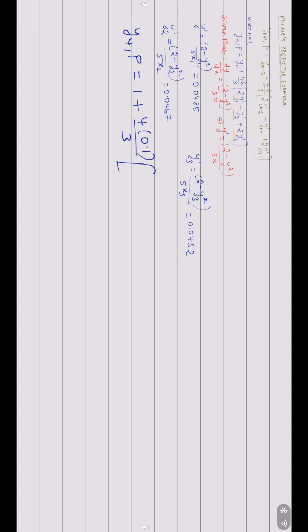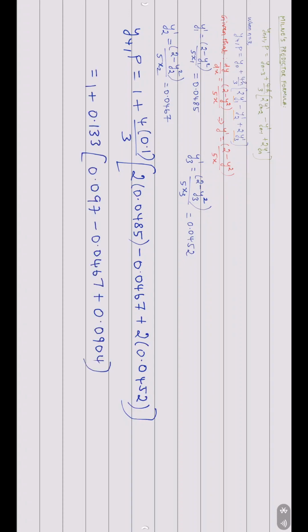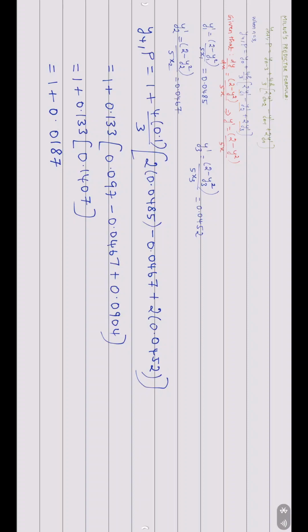Once we have the values of y1 dash, y2 dash and y3 dash, we can bring these values to Milne's predictor formula with h equal to 0.1. After substituting these values and on solving the Milne's predictor formula, we arrive at the predicted value of y4. The predicted value of y4 is 1.0187.